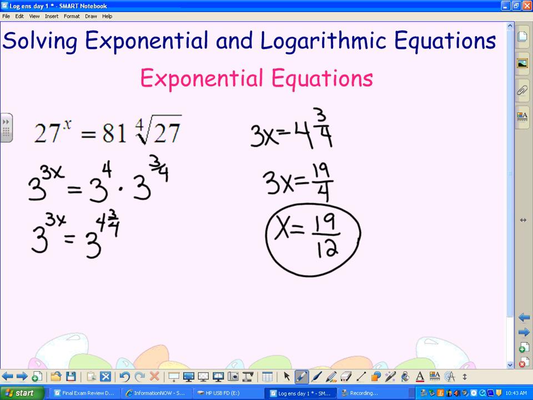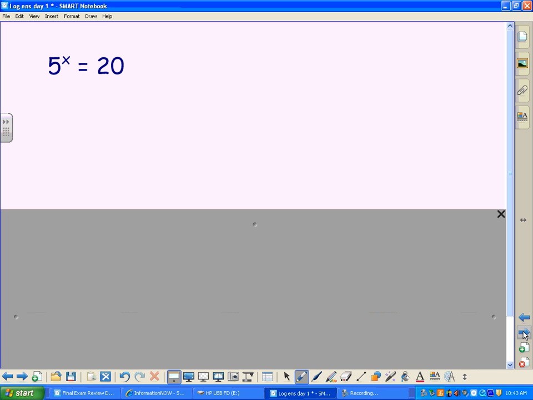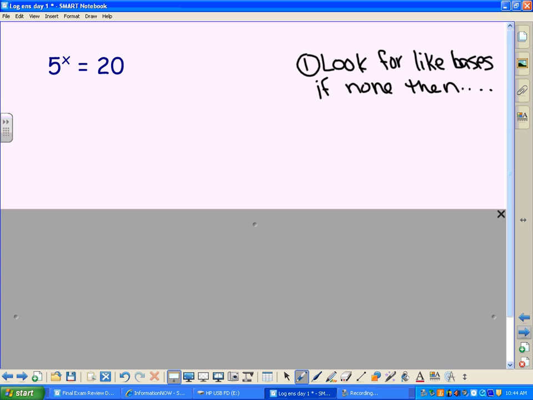So we've already solved these equations. So let me show you another one. 5 to the x equals 20. So what are we going to try to do first? Get a like base. What's the like base between 5 and 20? They are both powers of what? No? You can't get a like base, right? So your first step is to look for like bases. But if you don't have them, what are we going to do next?